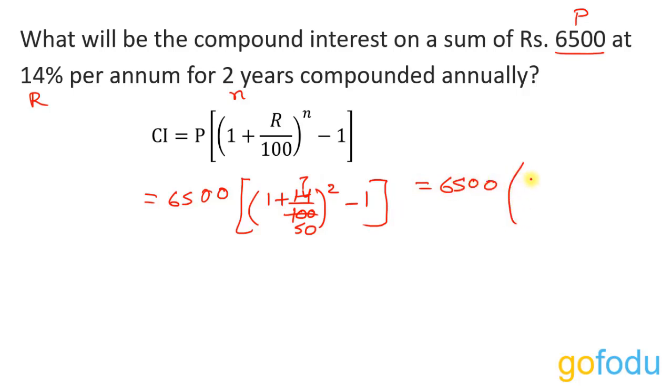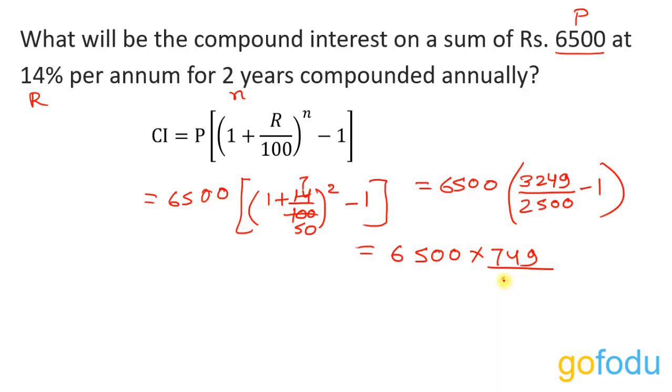And square of that, square of 57 is 3249 upon square of 50 is 2500 minus 1. This would be 6500 into 749 upon 2500. That would be equal to 1950 rupees. That would be the value of compound interest. Next question.